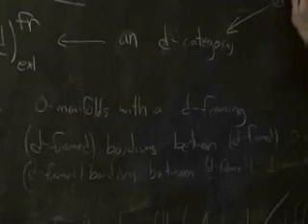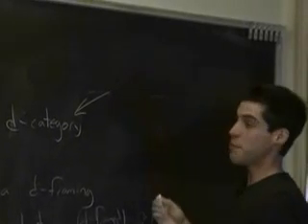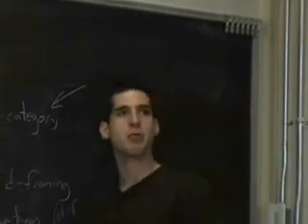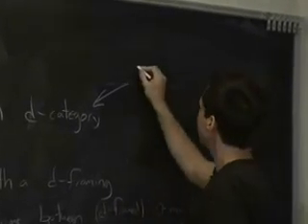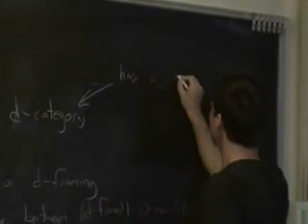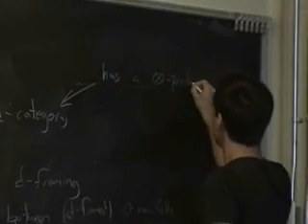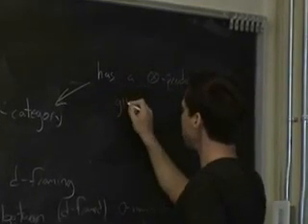And this is an example. It's a d category with a little bit of additional structure. It's a symmetric monoidal d category, or it has a tensor product operation on it. This has a tensor product given by disjoint unions of manifolds.